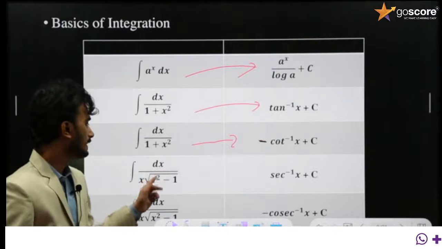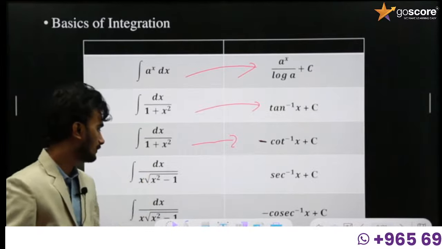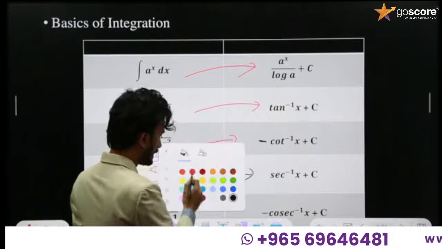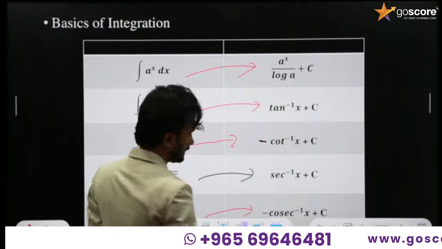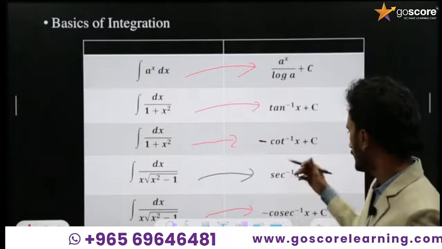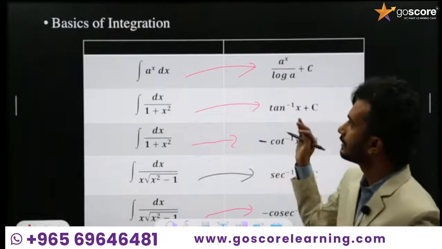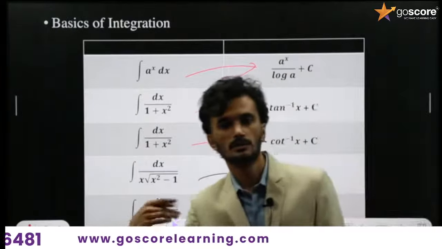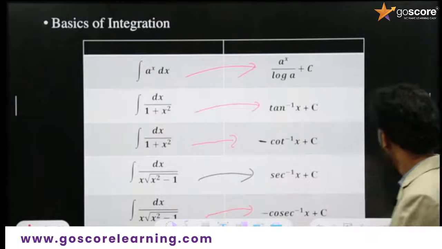Then the integral of dx divided by x into square root of x square minus 1 is sec inverse x, or we can write it as minus cosec inverse x plus c. So we must learn these by heart, otherwise you can't solve the integral questions.